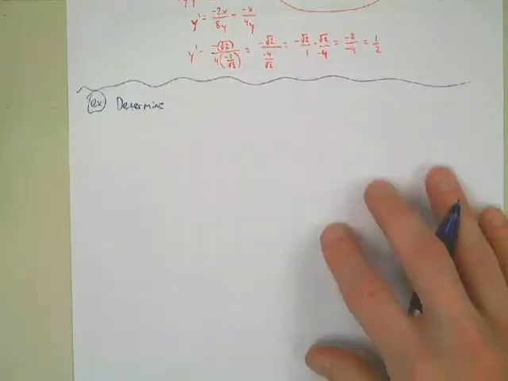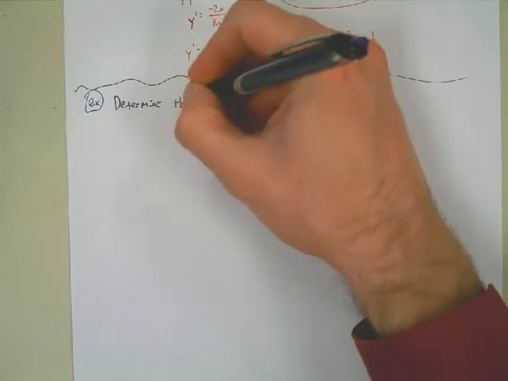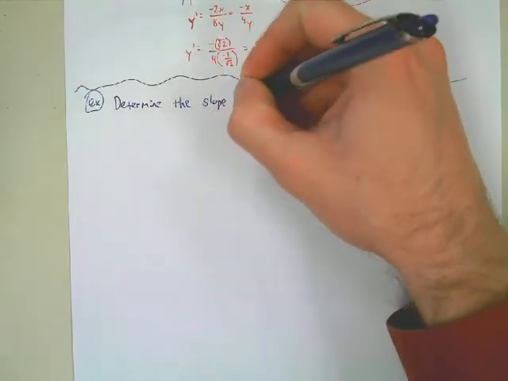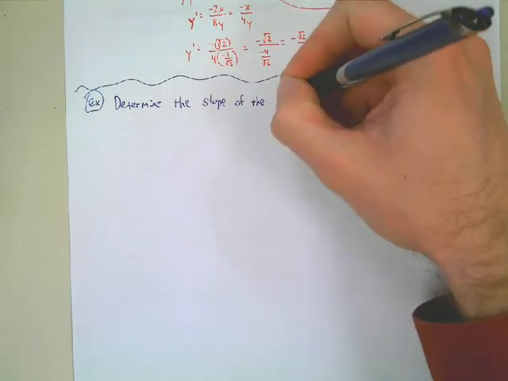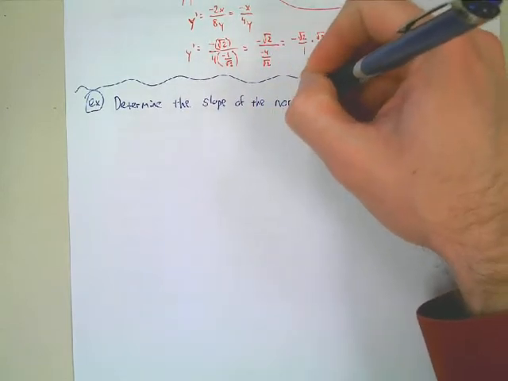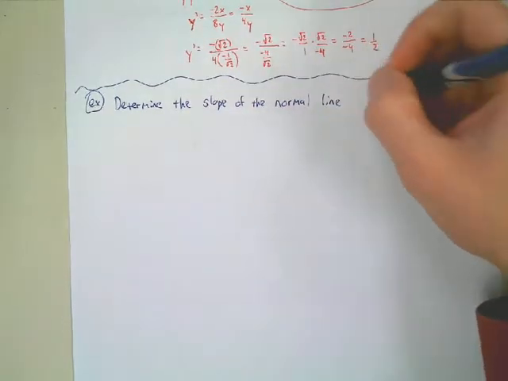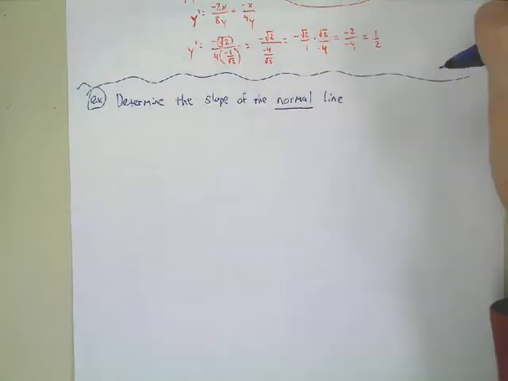Ready to go. Determine the slope of the normal line. Normal. We'll define that in a second here.